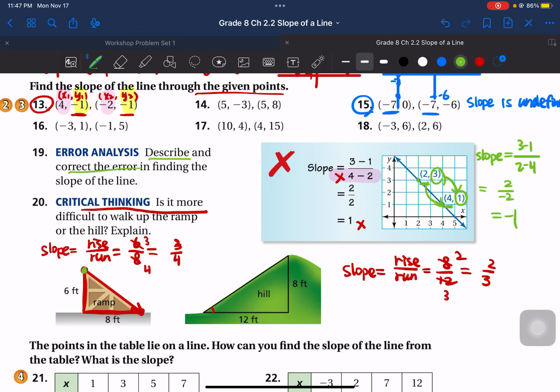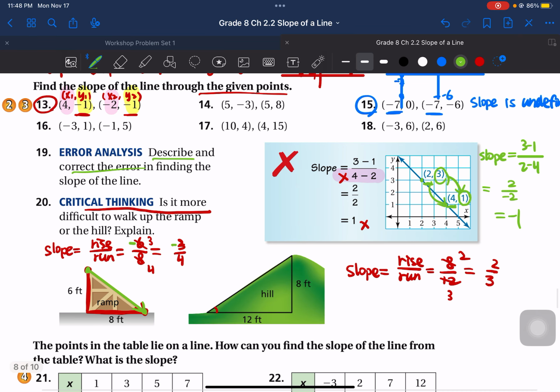Actually, if you're going from the upper point to the lower point, it's going down. So the rise would be negative 6. And then it's going to the right, so it's positive 8. So it would be negative 3 over 4. And here, if we're still going from the upper point to the bottom point, we're going down 8 units. So it's negative 8. And then we're going to the left 12 units, so it's negative 12. And then we have negative 2 over negative 3.